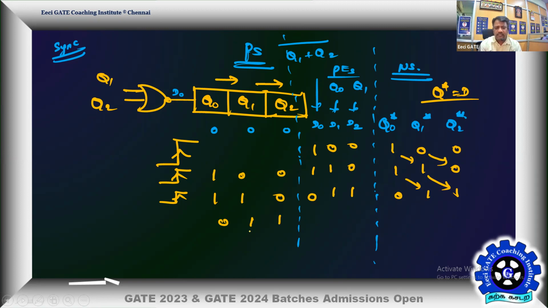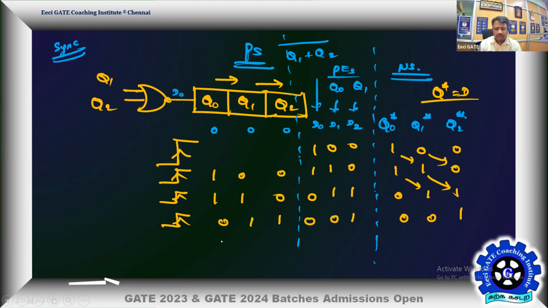Q1 NOR Q2 with 1, 1 is anyway going to be 0. Then D1 follows Q0, that is 0, and D2 follows Q1, that is 1. Then apply the next clock. The result is going to be 0, 0, 1. We have not yet recycled; we'll go for the recycling soon.